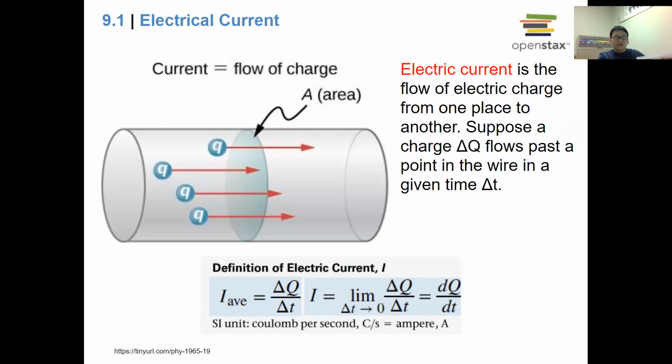So electric current is defined as the flow of electric charge from one place to another over a given time period delta t. So it's delta q over delta t. This is the average current then. Now for instantaneous current, you take the limit as delta t goes to 0, right? That means you are taking the derivative of q over the derivative of t. The current has the SI unit of coulomb per second, C over second, or it has its own name, ampere, symbol A.